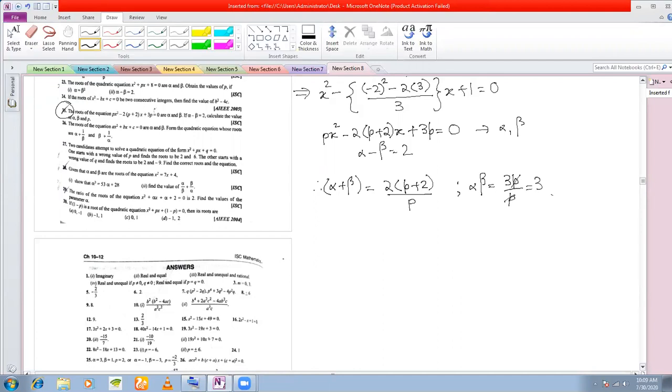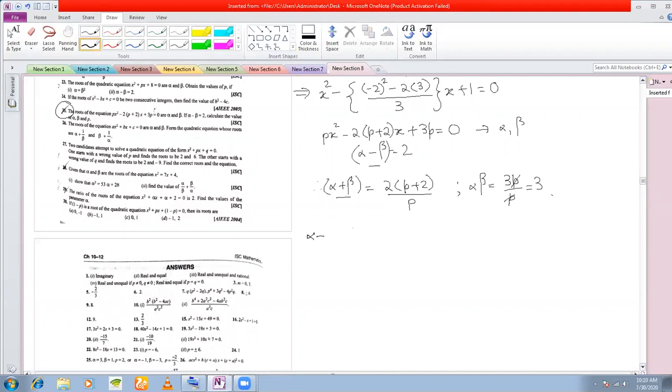So we have found out alpha plus beta and alpha beta, and also alpha minus beta is given to you. If you want to find out the roots of the equation, you simply solve these two equations. How do you solve these two equations? You add the two equations. Sorry, this is not 2. First we'll proceed to find out the value of p, then we'll solve the equation.